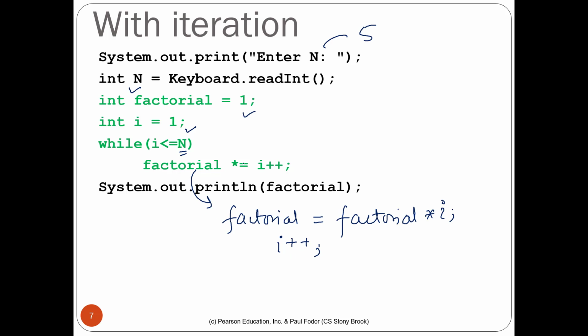So what will happen? The factorial will be multiplied by i, which is 1 here, and then i changes to 2, i++. That means i will be incremented by 1. So i becomes 2, you come again and check the condition. If 2 is less than or equal to n, then you'll go inside the while loop, or otherwise you'll come out of the while loop.